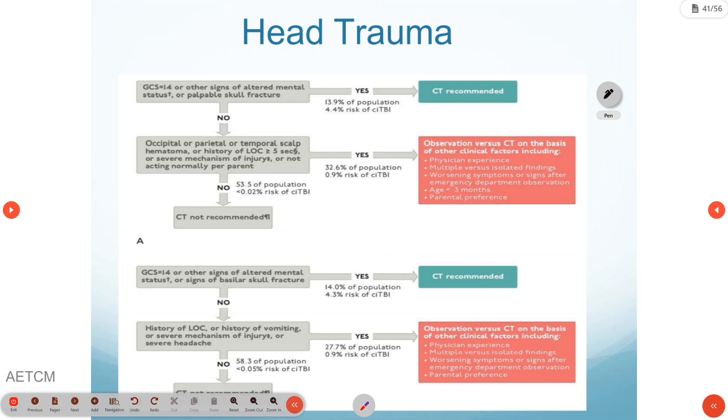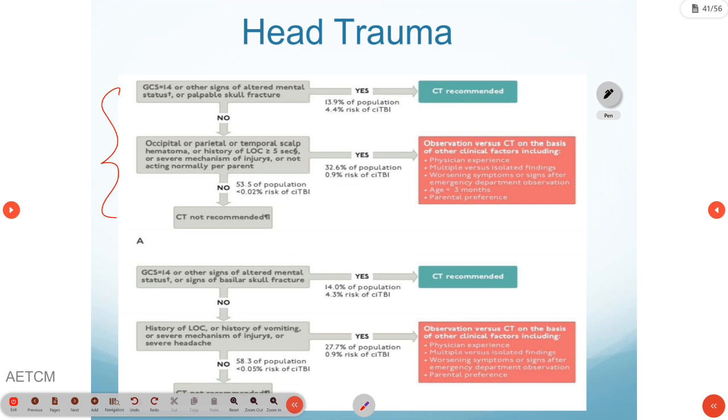Whoever is the treating person will decide observation versus CT on the basis of other clinical factors such as physician experience, multiple versus isolated findings, worsening symptoms or signs after emergency department observation, if the age group is less than 3 months, and the parental preference. So these things will be kept in mind. And if all these are negative, then CT is not recommended. This is what we have to remember when we should proceed for a CT in a patient.